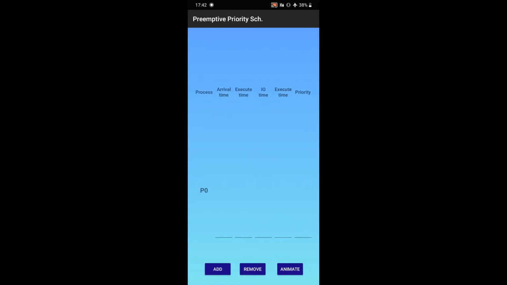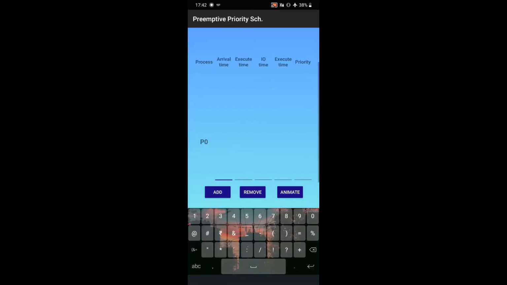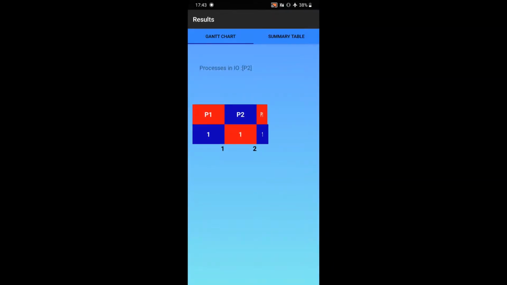Over to priority preemptive scheduling. Here after P1, since P1 has the greater priority between P0 and P1, P2 should come due to it having even further priority.